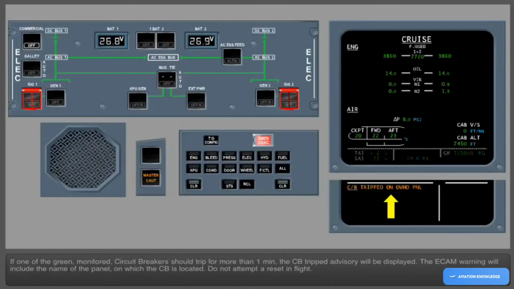If one of the green monitored circuit breakers should trip for more than 1 minute, the CB tripped advisory will be displayed. The ECAM warning will include the name of the panel on which the CB is located. Do not attempt a reset in flight.